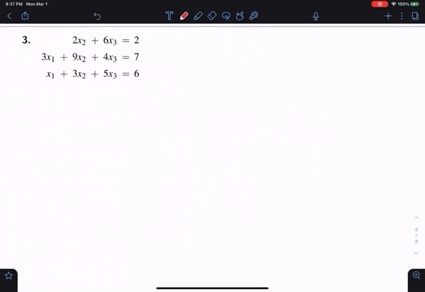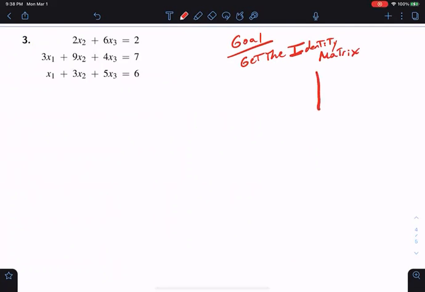Again, what's your goal? Your goal is to get the identity matrix. Okay, so let's do the computation. Just in case, let me write the identity matrix for visual purposes. Maybe you still need to visualize what's going on.